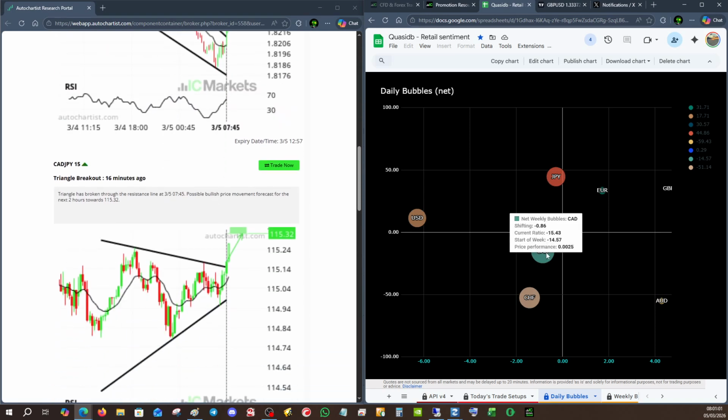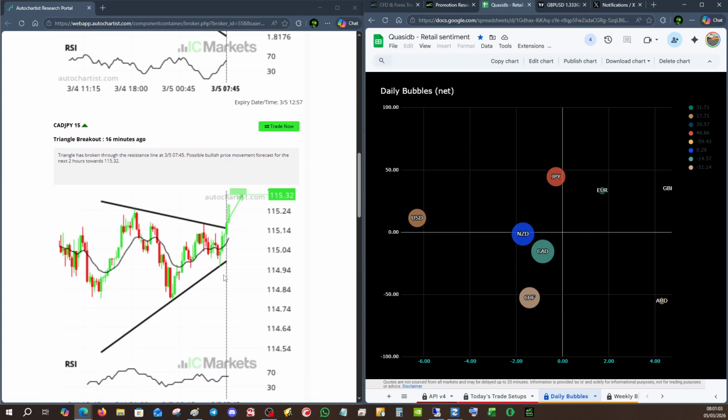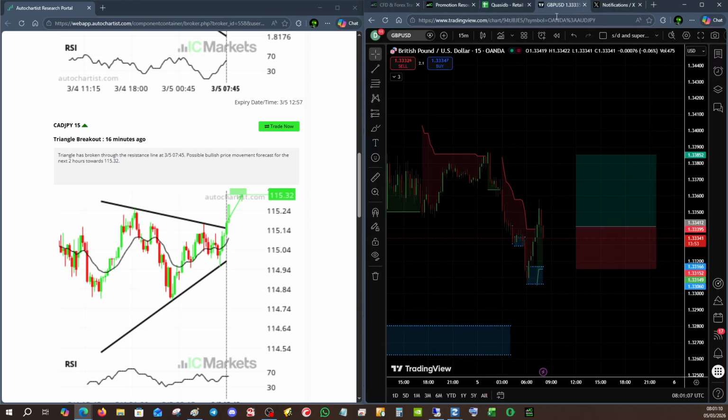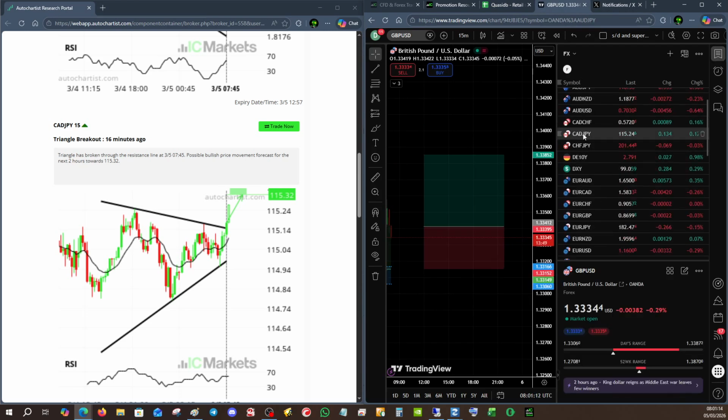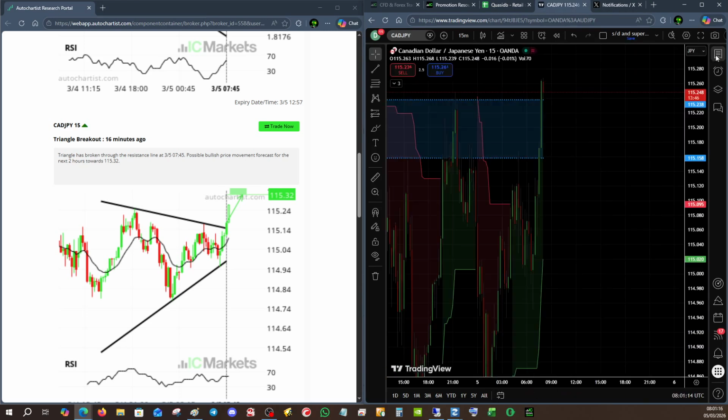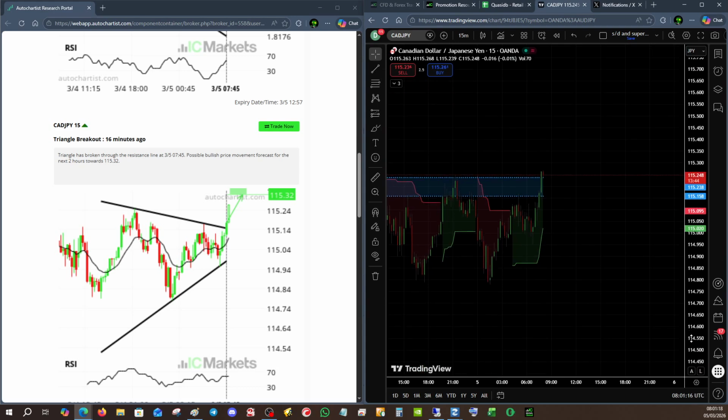CAD yen, potentially. We could theoretically look at that. It's slightly more bullish than the yen. So we can have a look at CAD yen and then we'll just close up. That's for a long. So this is agreeing with the bubbles, just, okay. A bit of a pump. Let's just enter at this support and then we're going to target 115.32. 115.32, we're nearly there. We're nearly there.